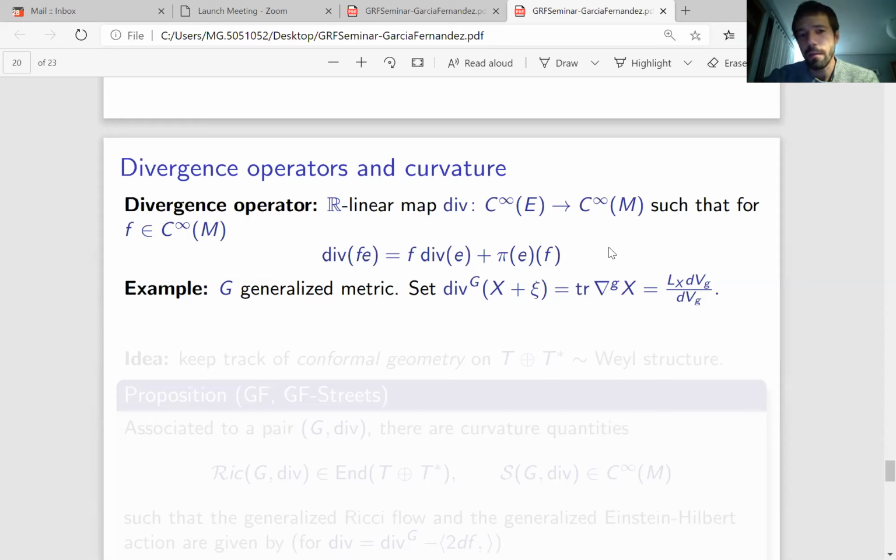And the prototypical example of this is the following. If you fix a generalized metric, in particular, you have an ordinary metric on the manifold, and then you can cook up a divergence operator by projecting X plus T in the splitting given by the generalized metric into the vector field. So I use the anchor to project into X, and then I do the Lie derivative of the volume divided by the volume, or if you want, the trace of the Levi-Civita connection applied to X. This is the prototypical example.